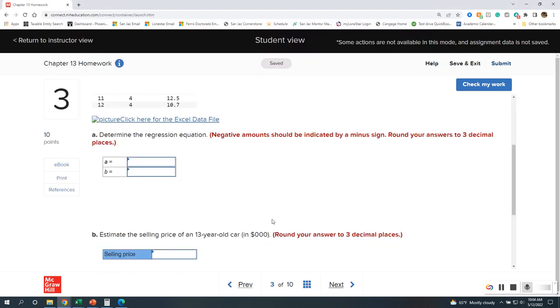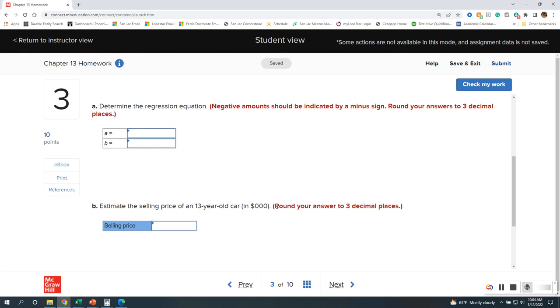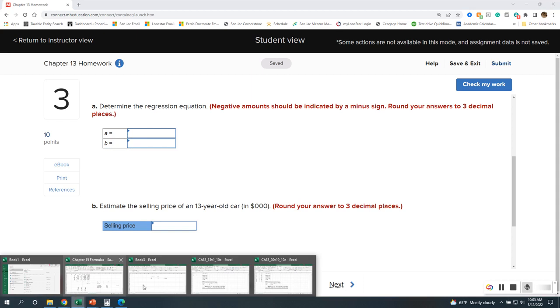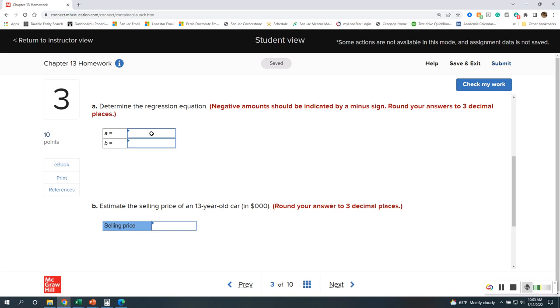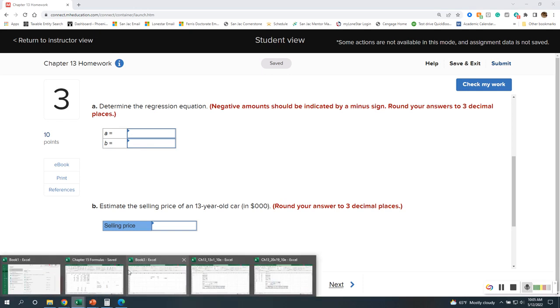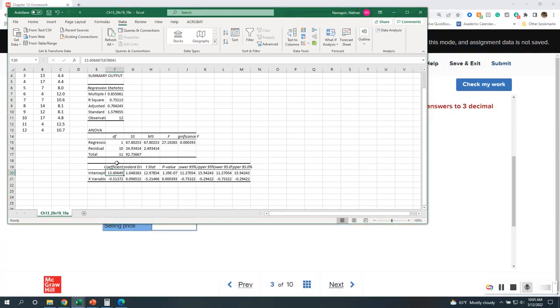Now, notice that it already has, should indicate by a minus sign. So there's probably going to be a negative. Always will be. Again, using my regression, here is my A, the 13.6. Let's see, 3 decimal places. Okay. So 13.60649. So it's basically 13.606.